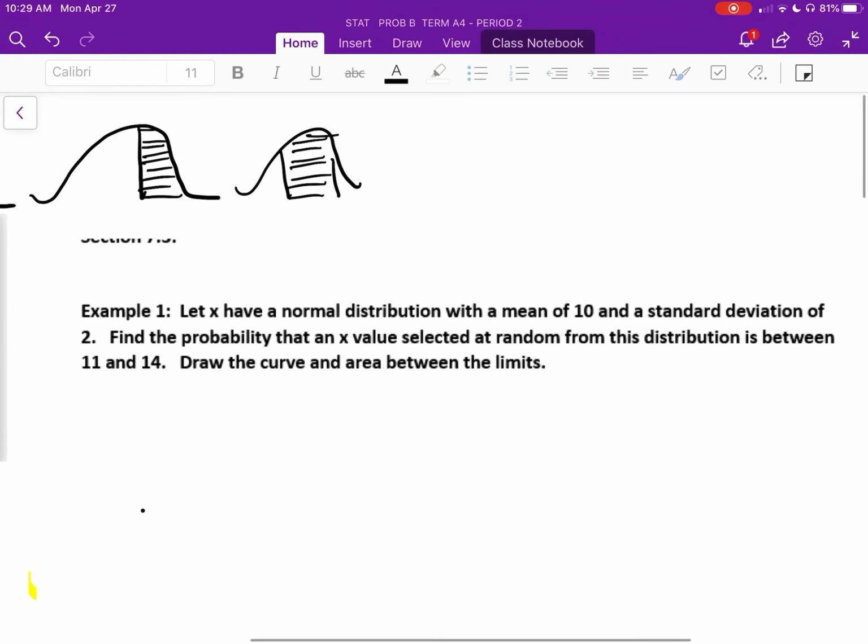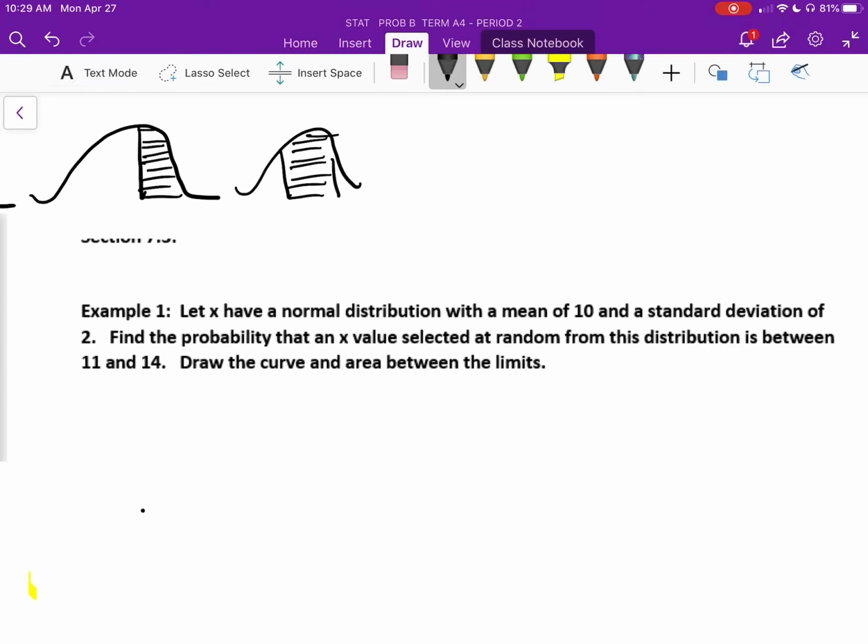You have a normal distribution with a mean of 10 and a standard deviation of 2. We're not really told what this is for, so this is just some practice with modeling. We want to find the probability that an x value selected at random from this distribution is between 11 and 14. So what is this going to look like? I always say first draw a picture.